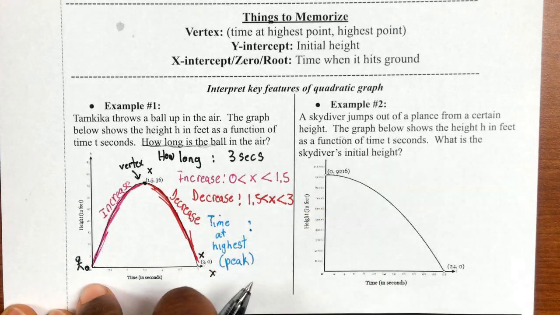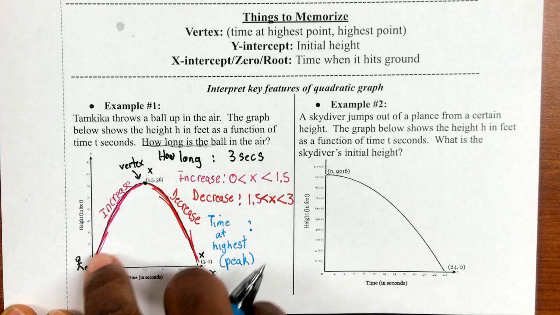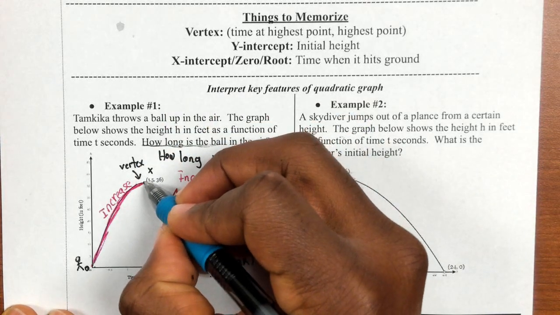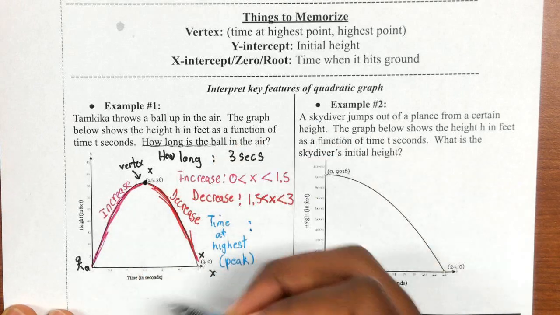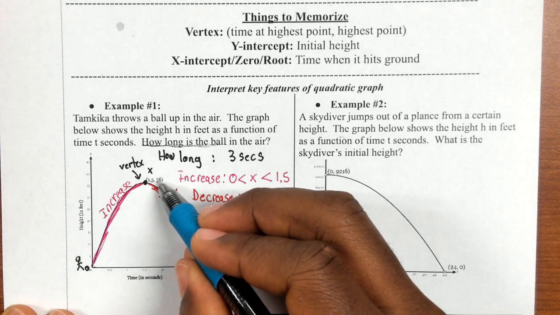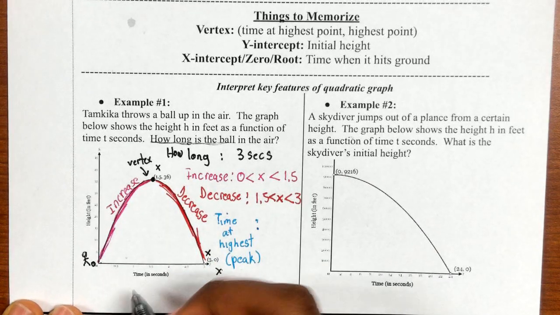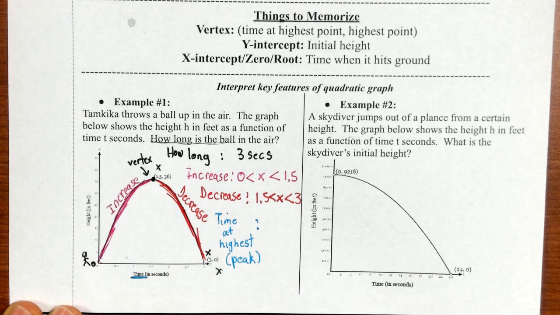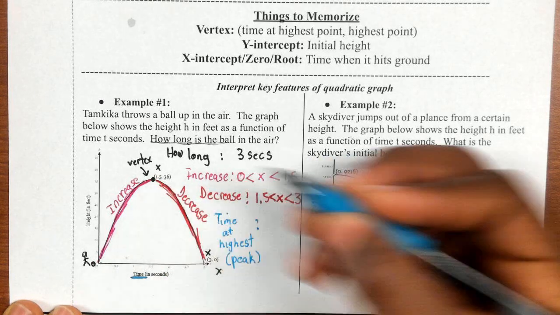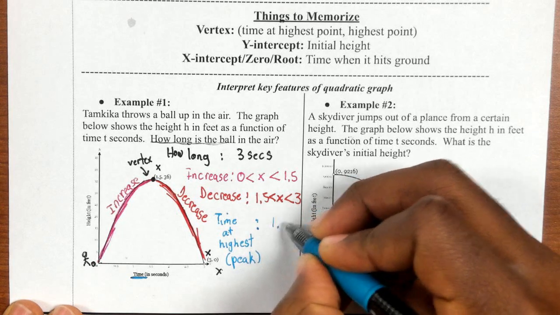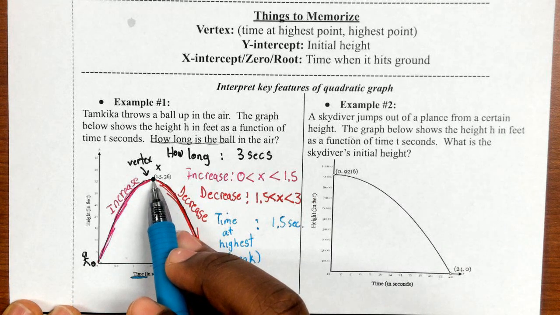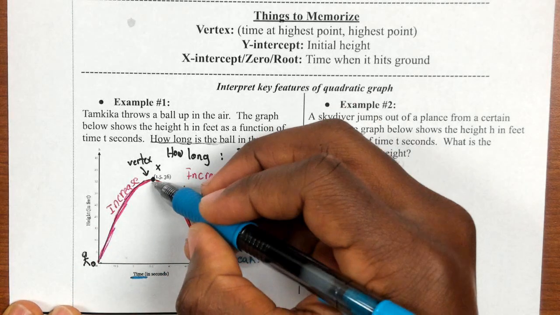If this is like a mountain, for example, where would the peak of it be? At the top. So this vertex coordinate is where the peak is. To find the time at its highest peak, we're looking at the x value of that vertex, because x represents time. So the time when it's at its highest point will be the x value of the vertex, which would be 1.5 seconds. At 1.5 seconds, it was at its peak.